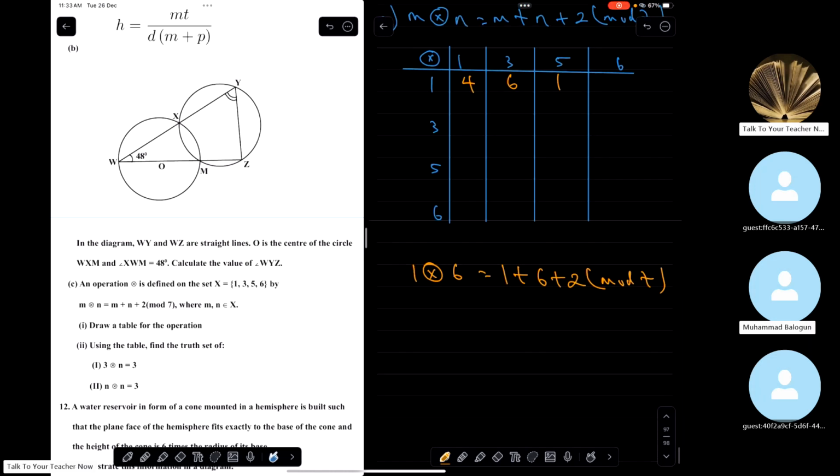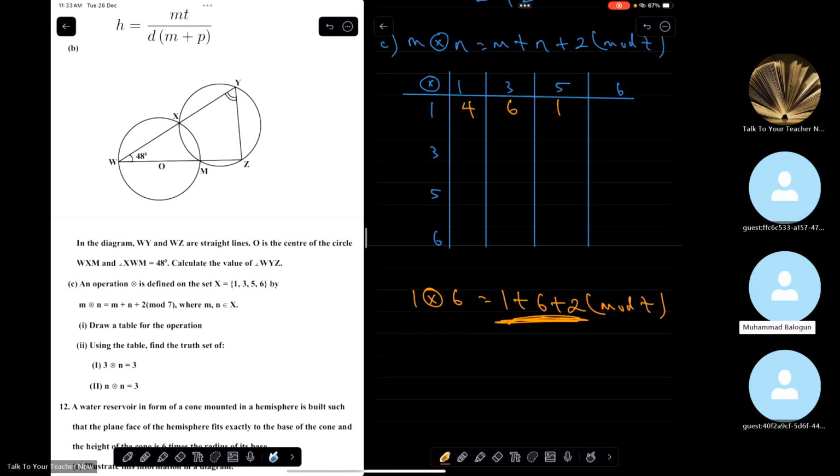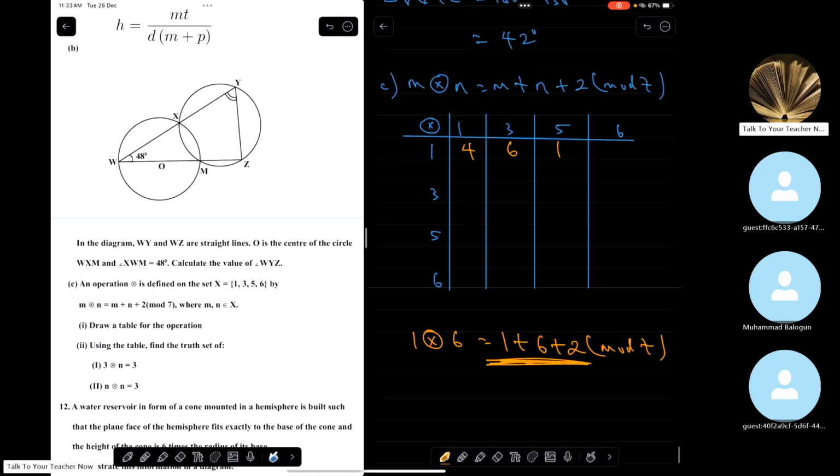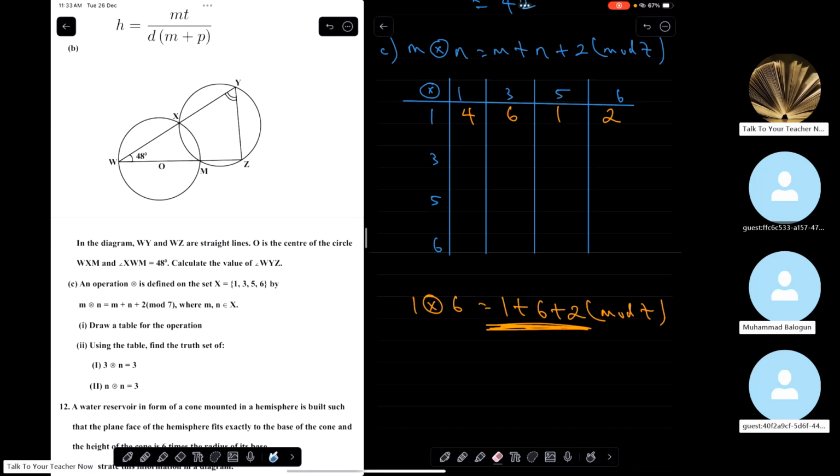1 plus 6 and 1 plus 6 plus 2. 1 plus 6 is 7. You want to take another leave. 1 plus 6 is 7 plus 2 is 9. So just say 9 minus 7, 2. You write that remainder 2. Do you understand?